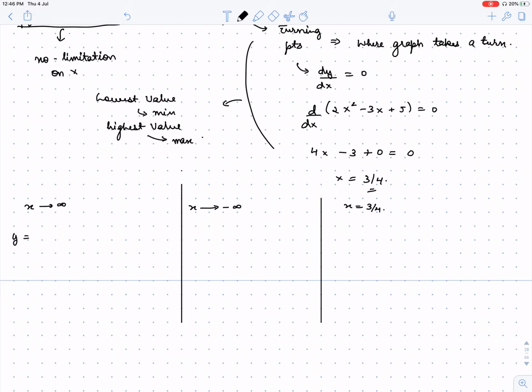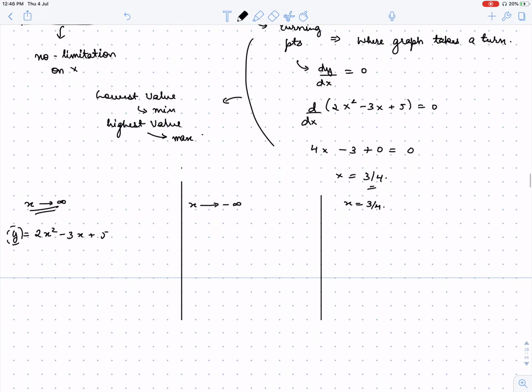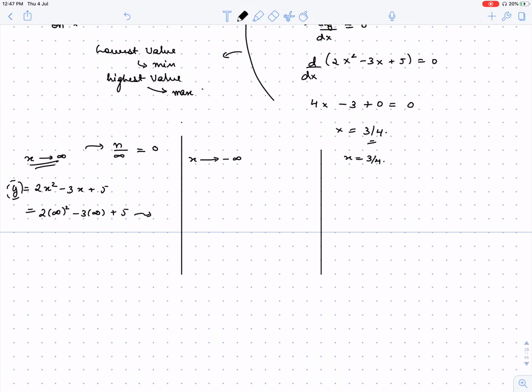y over here is 2x square minus 3x plus 5, and I need the value of y when x tends to infinity. Now, if you try to do it directly, you will have 2 into infinity square minus 3 into infinity plus 5. You don't know how to deal with it. So what I suggest is, any number divided by infinity becomes 0. So take x square common, write it as 2 minus 3 by x plus 5 by x square.